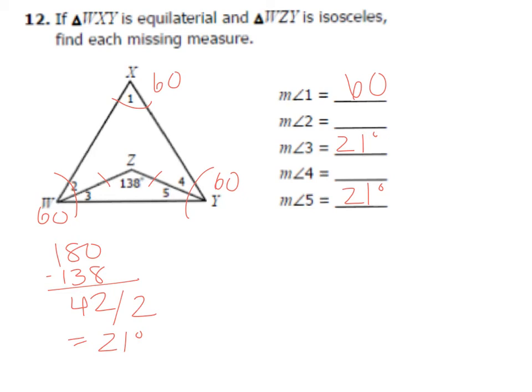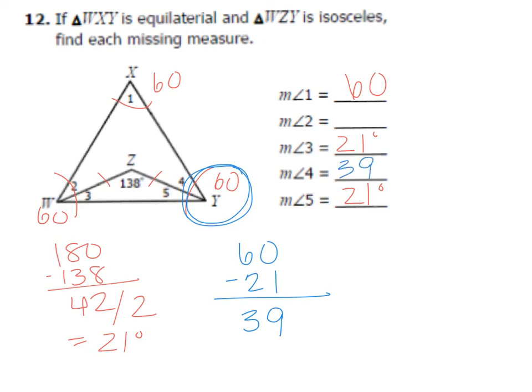Final step is to figure out what 2 and 4 are. Well, I know the whole angle, let's look at y. That whole angle is 60. And I've already used up 21 with angle 5. That's going to leave me with 39 degrees left over for angle 4. And it's also going to leave me with 39 degrees left over for angle 2.